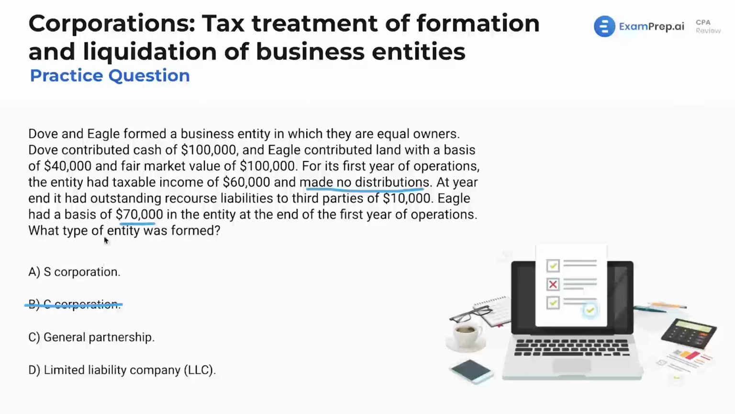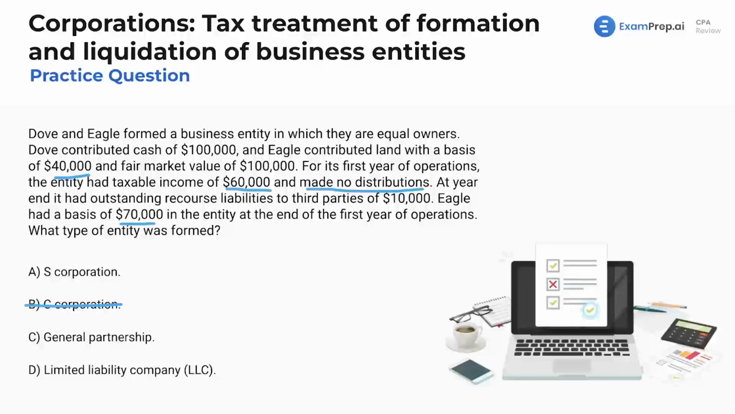Now, what's happening? How did we get to this 70? It looks like Eagle contributed land with a basis of 40. With S-Corps, with taxation there, what is going to be your basis? Well, it's the basis that you gave up, so that's 40. 60,000 was taxable income. We know we are equal owners, so 50-50. Eagle gets $30,000 of the profits. 40,000 plus 30,000 is going to bring us to a basis of 70.